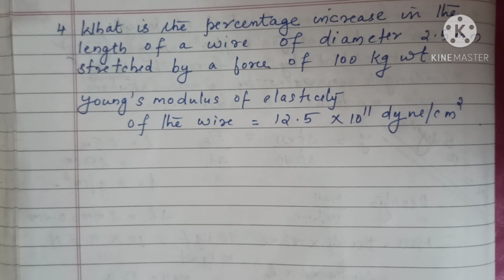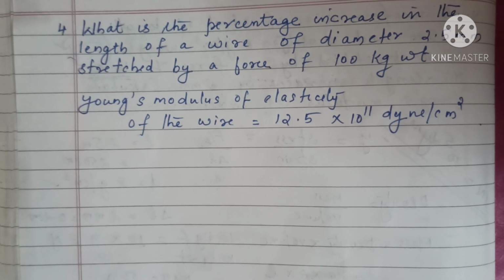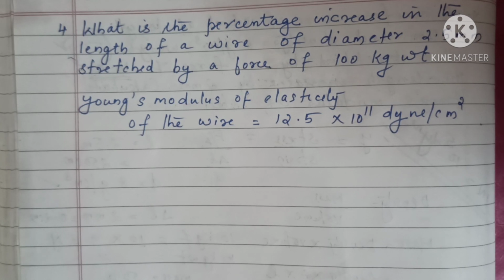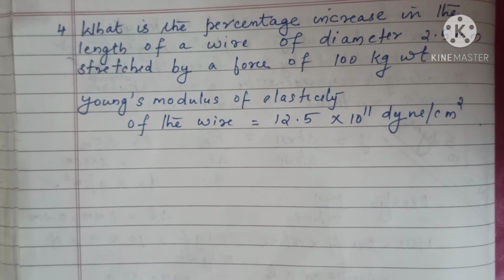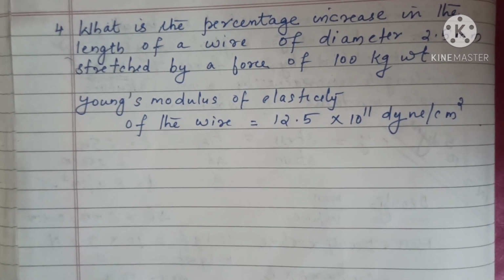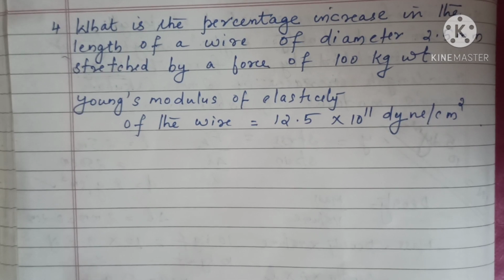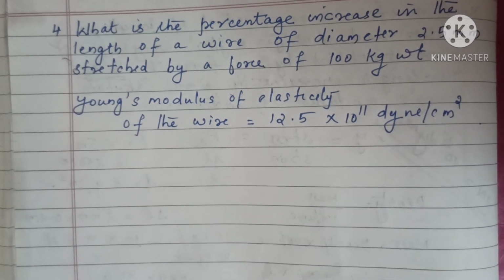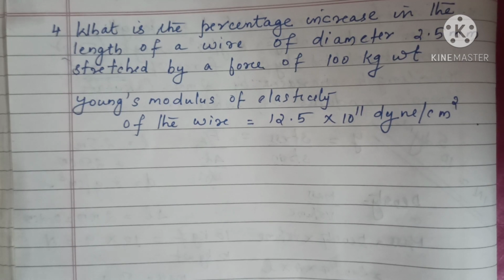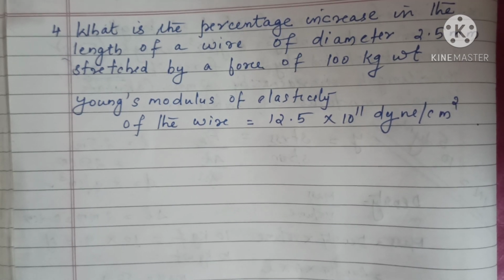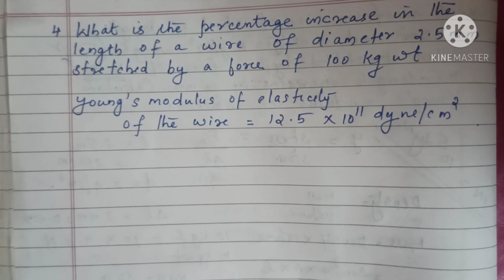So our fourth question is, what is the percentage increase in the length of a wire of diameter 2.5 millimeter stretched by a force of 100 kilogram weight? Young's modulus of the wire is given as 12.5 into 10 power 11 dyne per centimeter square. So here, what should we find? It is the percentage increase in the length of a wire. You have to find the increase in length of wire, but not only the increase, you have to find how much it is in percentage.